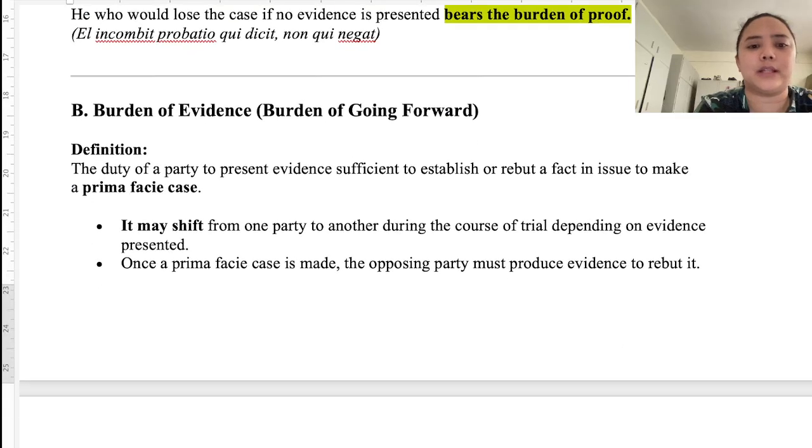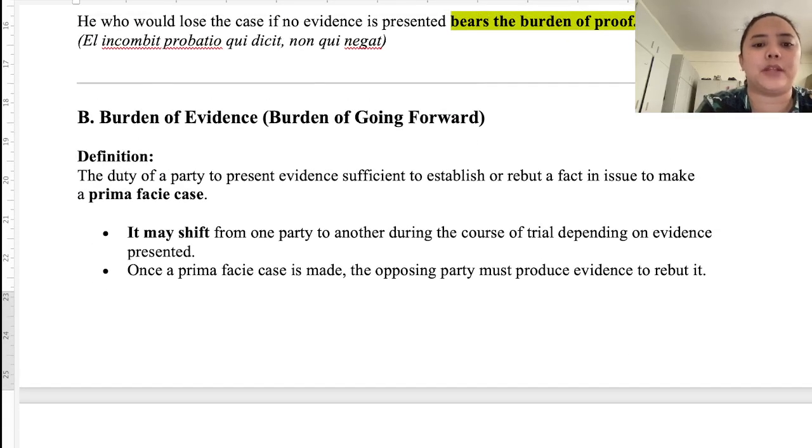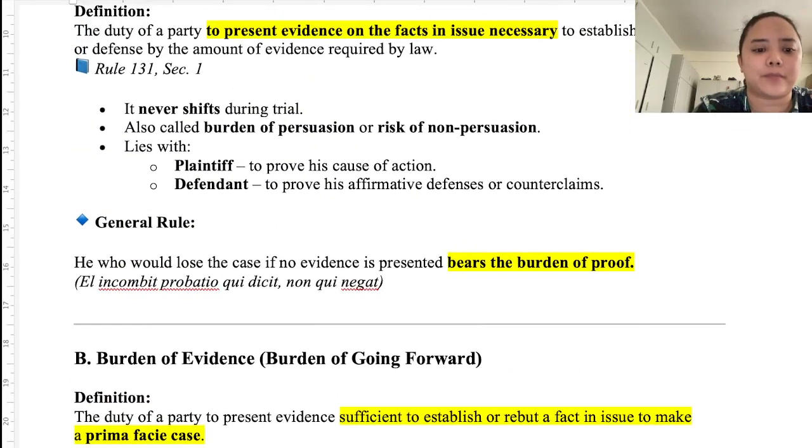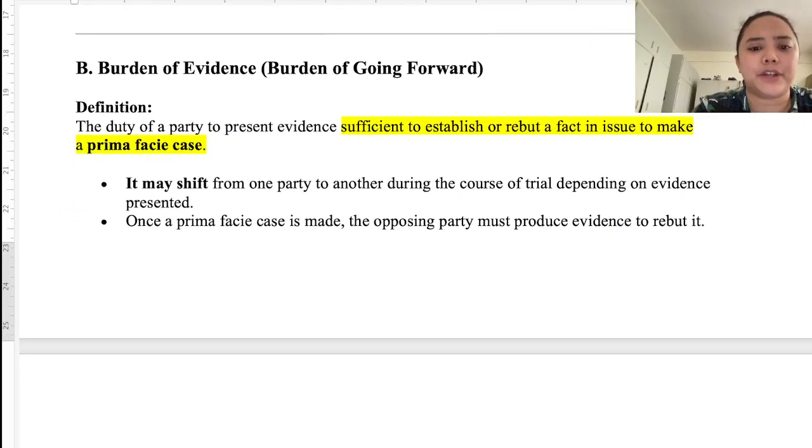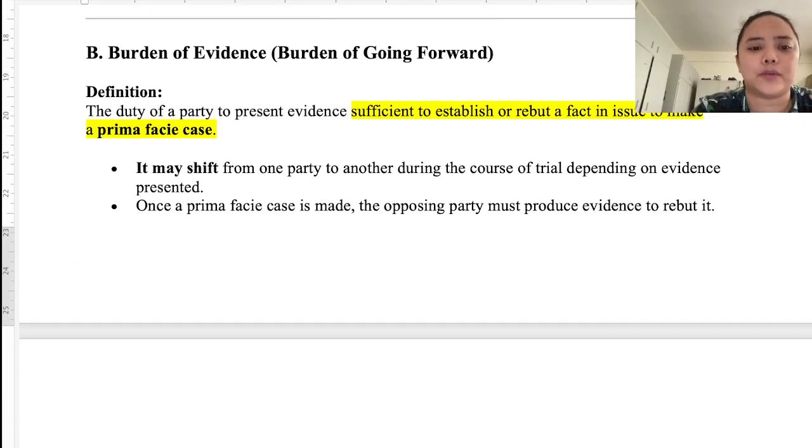Next, we have the burden of evidence. What is the burden of evidence? This is the burden of going forward. Here, class, the duty of the party is to present evidence sufficient to establish or rebut a fact in issue to make a prima facie case. Okay? This is the burden of evidence. It may shift from one party to another during the course of trial, depending on the evidence presented. Once a prima facie case is made, the opposing party must produce evidence to rebut it.